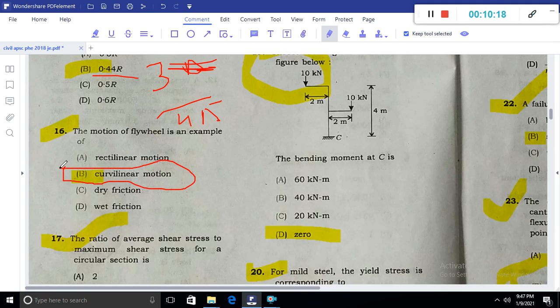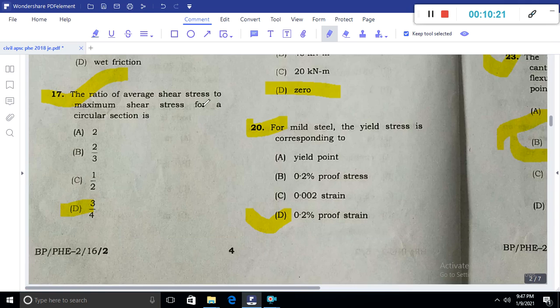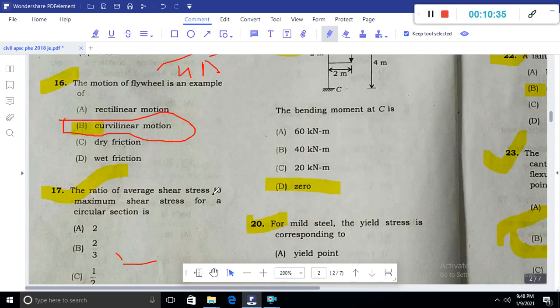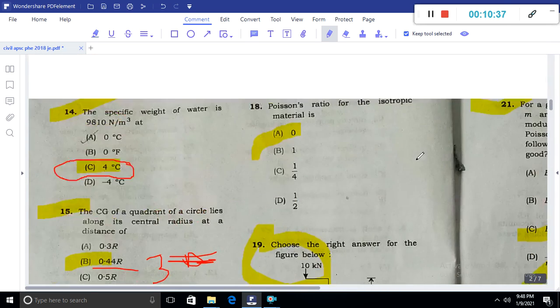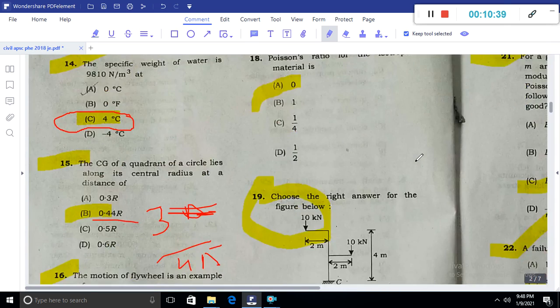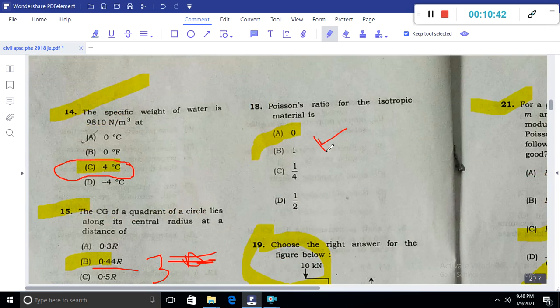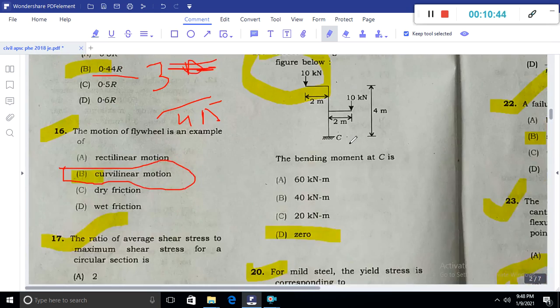Okay, the ratio of average shear stress to maximum shear stress for a circular section. For a circular section, average to maximum shear stress is 3 by 4, and if we have a rectangular section then it will be 2 by 3. Okay, and Poisson's ratio, if it is an isotropic material, the Poisson's ratio is 0. Select the correct answer from the following.